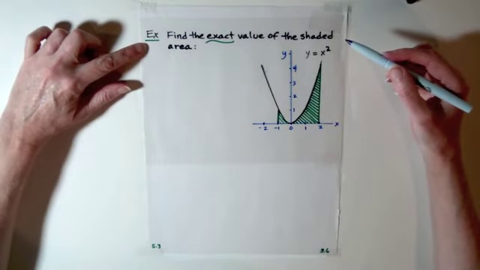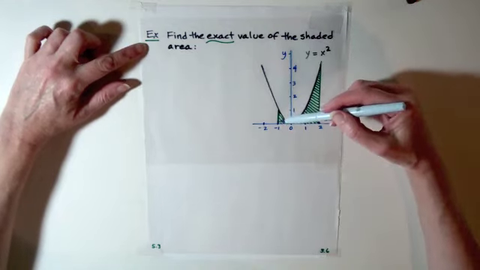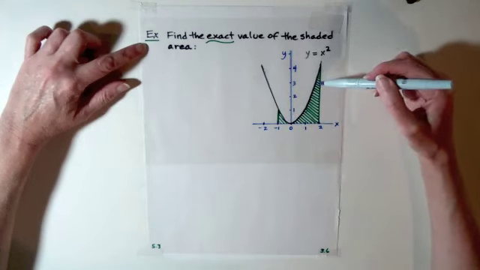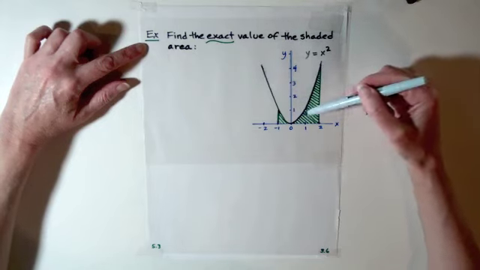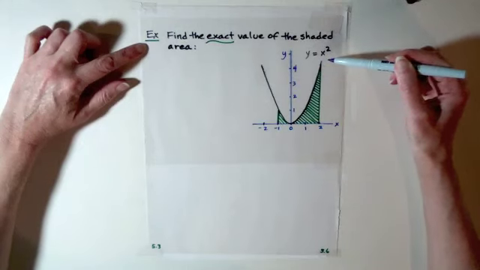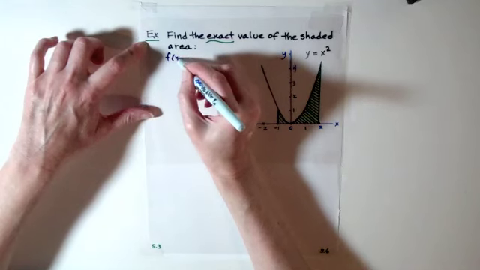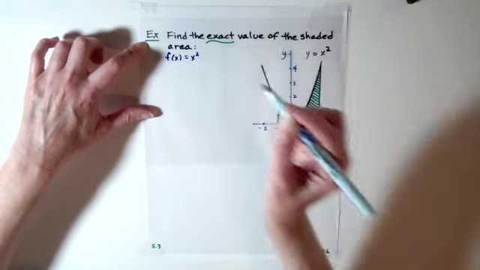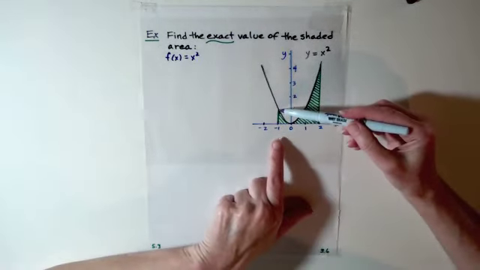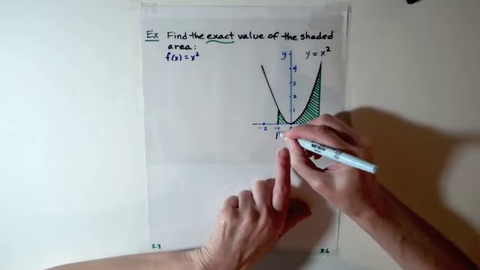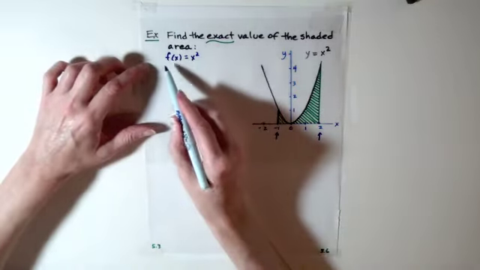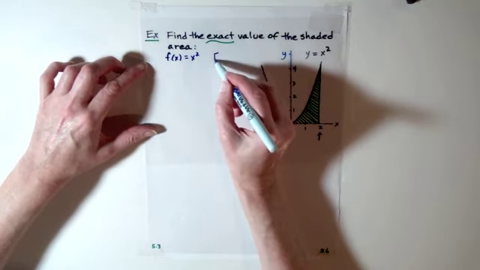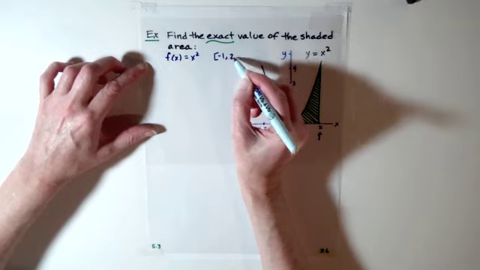Okay, so here's an example. Find the exact value of the shaded green area. So we're looking at this patch of green area. We want to find out exactly what that's equal to. Notice that this black curve is the function y equals x squared. So our f of x is the function x squared. And we're finding the area from, well, it looks like this area starts here at x equal -1 and ends here at x equal 2. So we want the area under this curve on the interval from -1 up to +2.